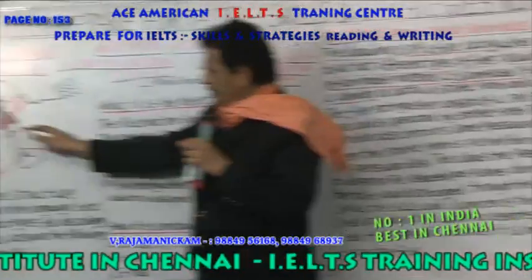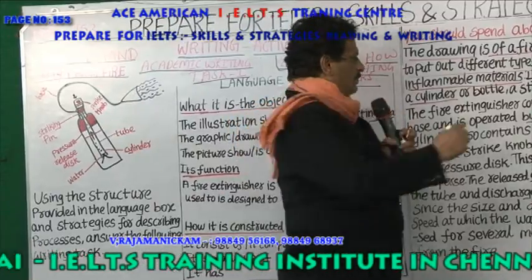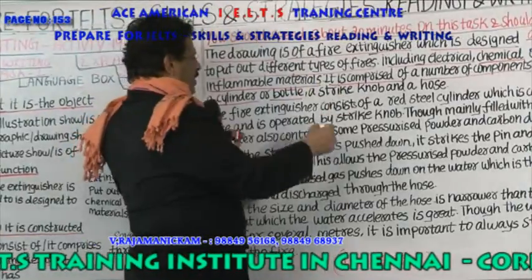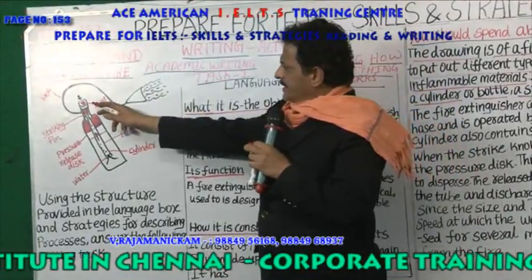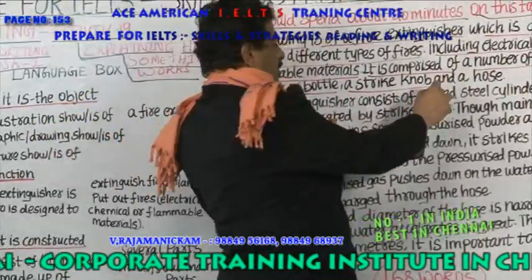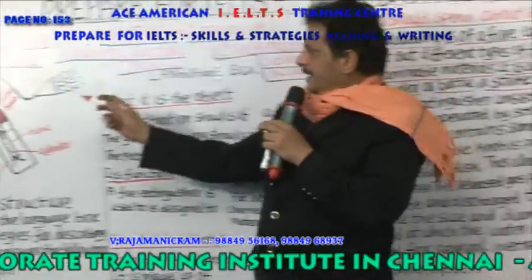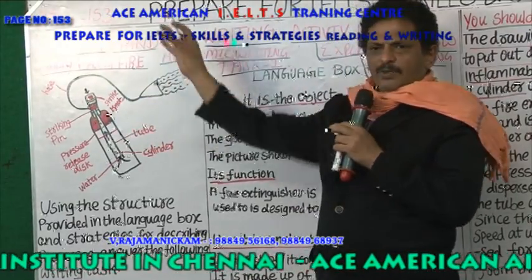Cylinder is here. Do you see the cylinder? Fire extinguisher, you have a cylinder. Number two, or you can call it a bottle. A strike knob. Can you see a strike knob over here? Strike knob is there. And number third is a hose. What is the hose? It is a tube. See, this is the hose which lets the water out.